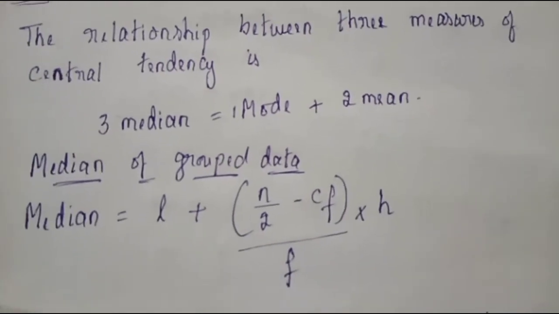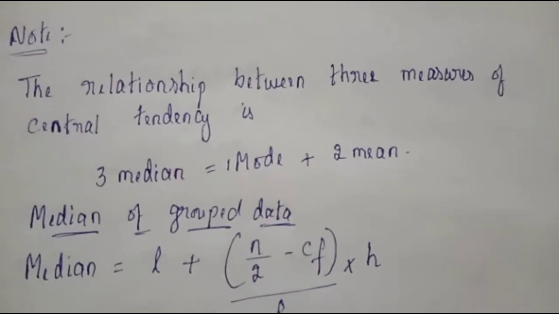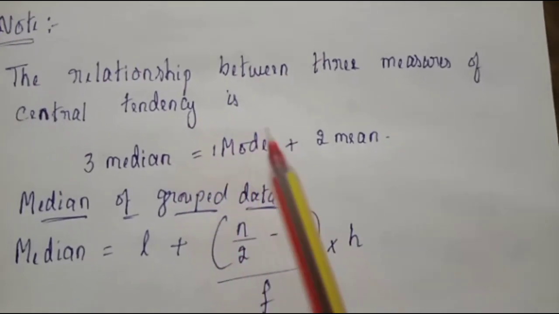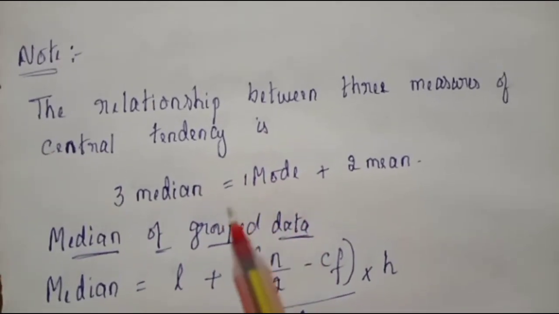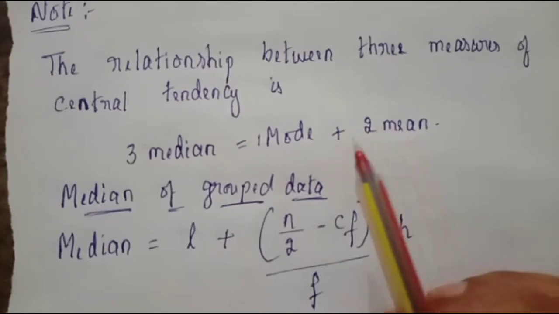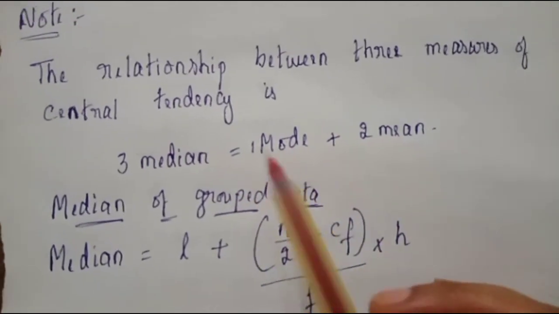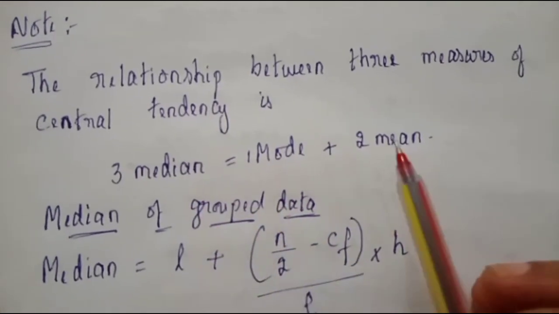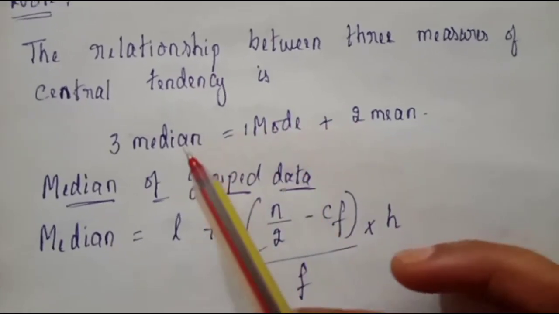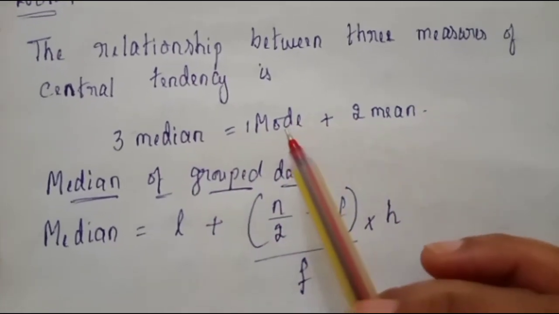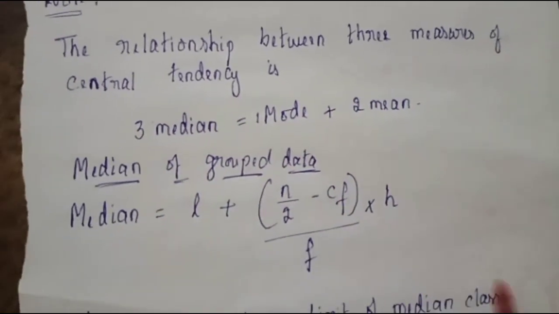So before I start the median of a grouped data formula, what is the empirical formula, that is the relationship between mean, median and mode. Note, this is a very important formula. Sometimes in the same question they may ask to find mean, median and mode. In that case it is very tough to find all 3 central tendencies using formulas. Instead, we can find any 2 types of central tendency and the third we can find using this formula. So it will be very easy.